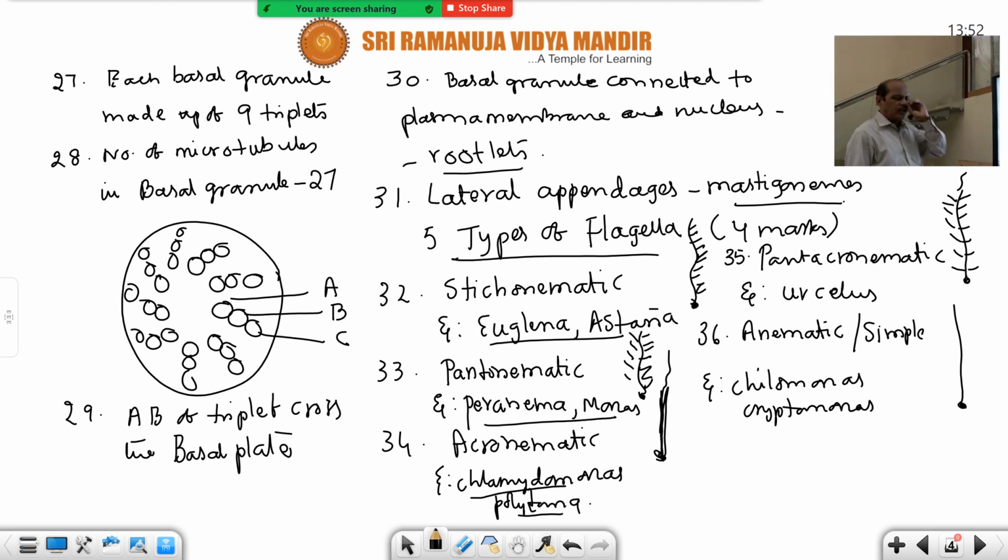So, five types of flagella based on the lateral appendages, mastogonemes: stichonematic, pantonematic, acronematic, pantacronematic and anematic. One side mastogonemes are there, stichonematic, Euglena Astacea. If both sides have mastogonemes, it is pantonematic, Peranema Monas. No mastogonemes but naked terminal filament is present, acronematic, Chlamydomonas and Polytoma. Both terminal filament and mastogonemes present, that is pantacronematic, Aracelus. Both absent, that is anematic or simple.